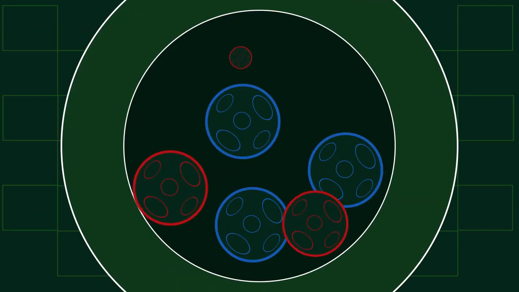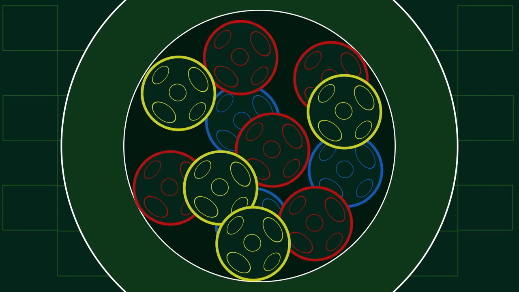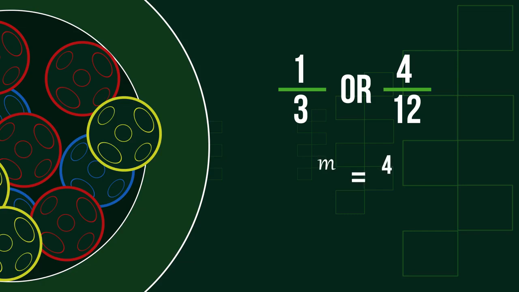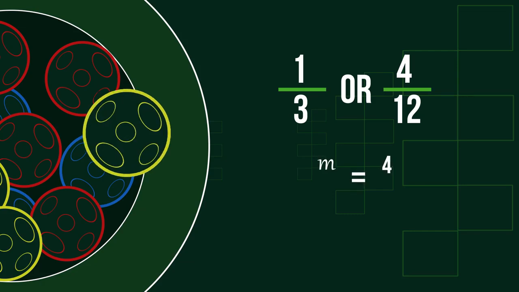And now a task for you. There are 3 blue, 5 red and 4 yellow balls in a hat. Can you find what the probability of getting a yellow ball from the hat with only 1 try is? Pause the video and try to find the answer. The correct answer is 1/3, or 4/12. There are 4 yellow balls. The total number of balls is 12, so our probability is 4/12, or 1/3.